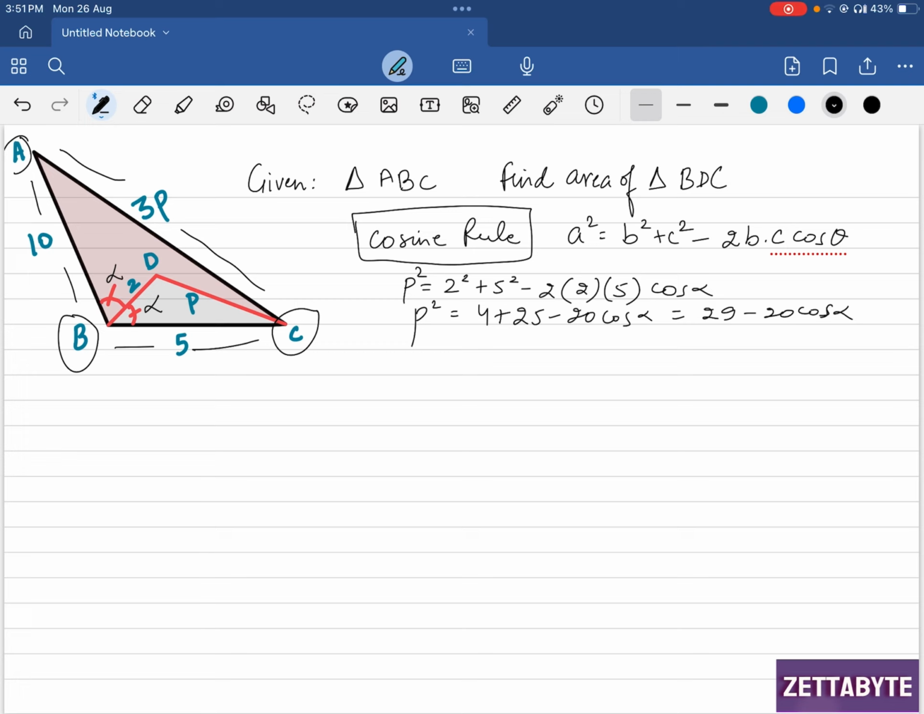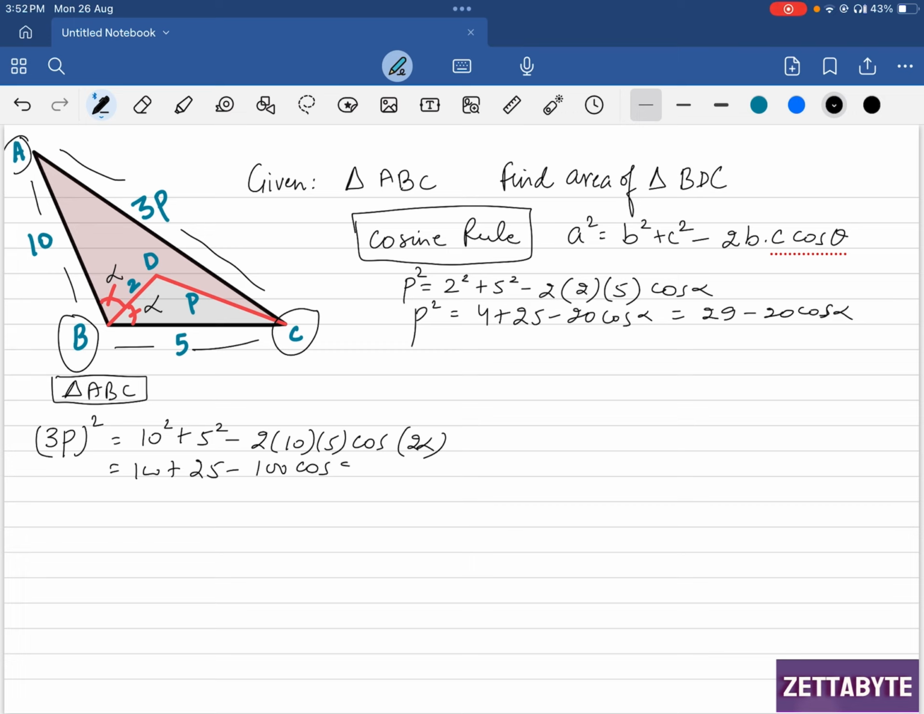So let's see, in the bigger triangle ABC, what have we been given? 10 is one of the sides. So in order to calculate the other side, 3p whole square is going to be 10 square plus 5 square minus 2 times 10 times 5 cos of, now it's 2 alpha. Okay, so 100 plus 25 minus 20 times 5, which is 100 cos 2 alpha, and that is 9p square.